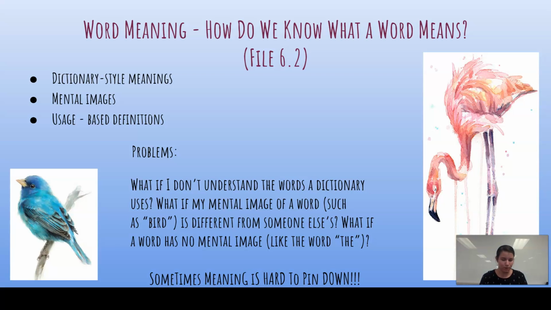Mental images are also faulty because my conception of a word like bird might be a songbird, but your conception of that same word might be a flamingo. The default image we think of when we hear a word is called a prototype, and such an image doesn't cover the full range of meaning for a word.